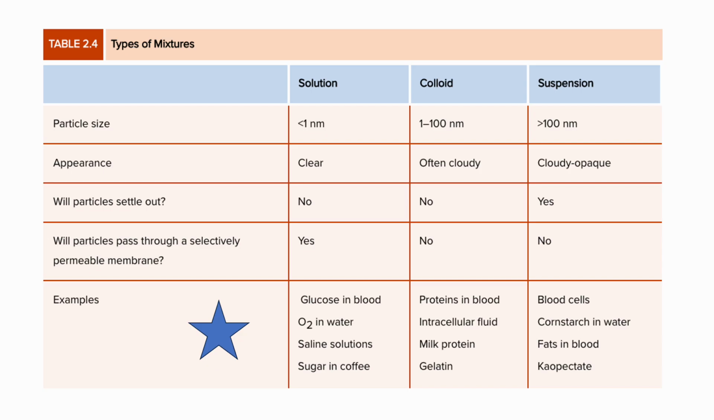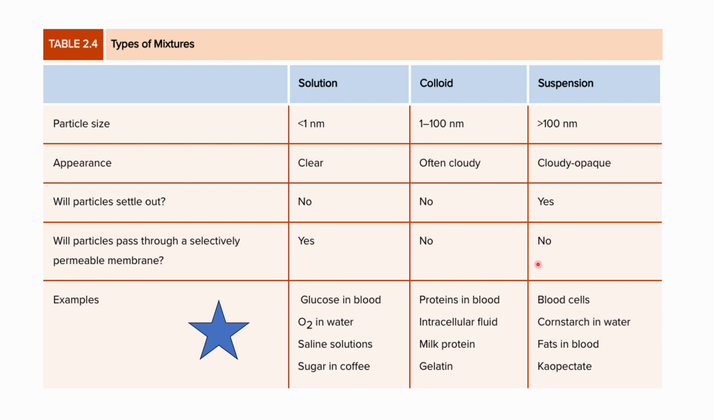So let's jump right to this table from the book. It shows you a solution. The particles are less than 1 nanometer, colloids 1 to 100, and suspensions greater than 100. The appearance: solutions are clear, colloids are often cloudy, and suspensions are cloudy to opaque. Will the particles settle? They will not settle unless it is a suspension. Suspensions, the particles do settle. Will particles pass through a selectively permeable membrane? In a solution, yes, they will pass, but in colloids and suspensions, they will not.